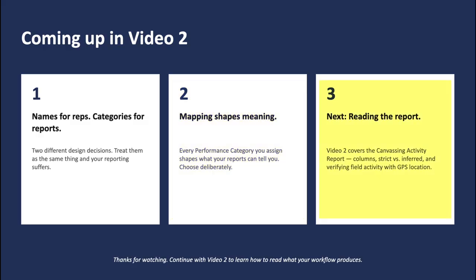In video 2, we'll pick up exactly where we left off. We'll read the canvassing activity report together, decode the strict versus inferred distinction that often confuses admins, and walk through one of the most powerful accountability features in the platform, using GPS location data to verify that your reps are actually at the addresses when they update statuses.